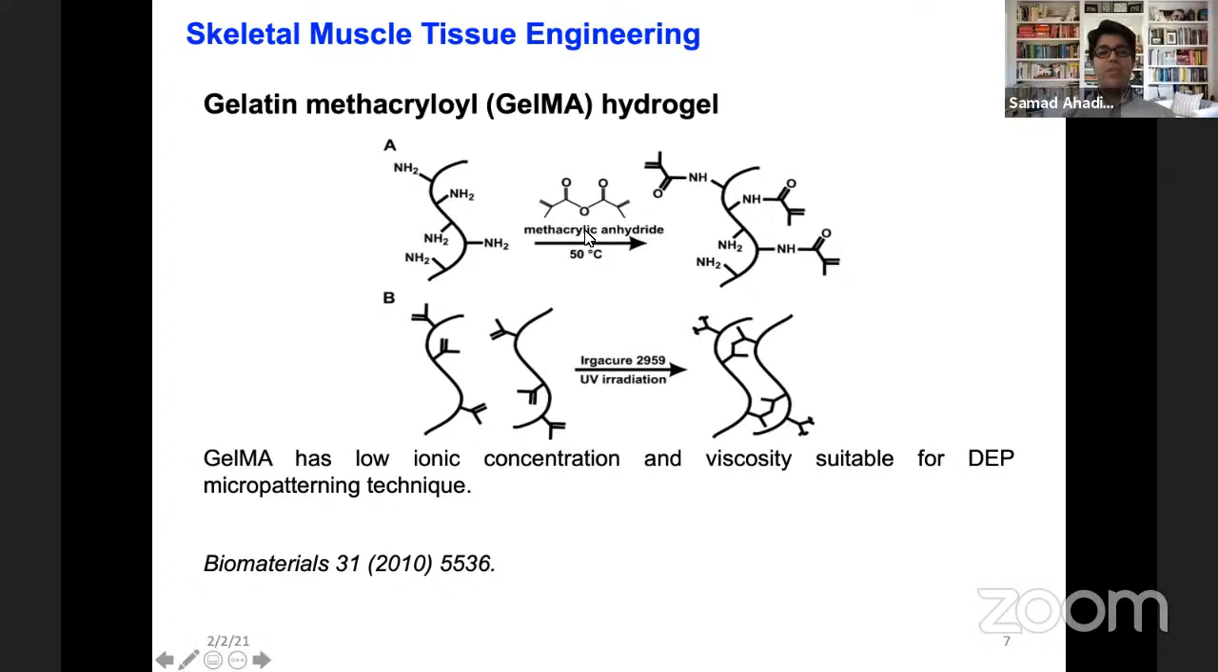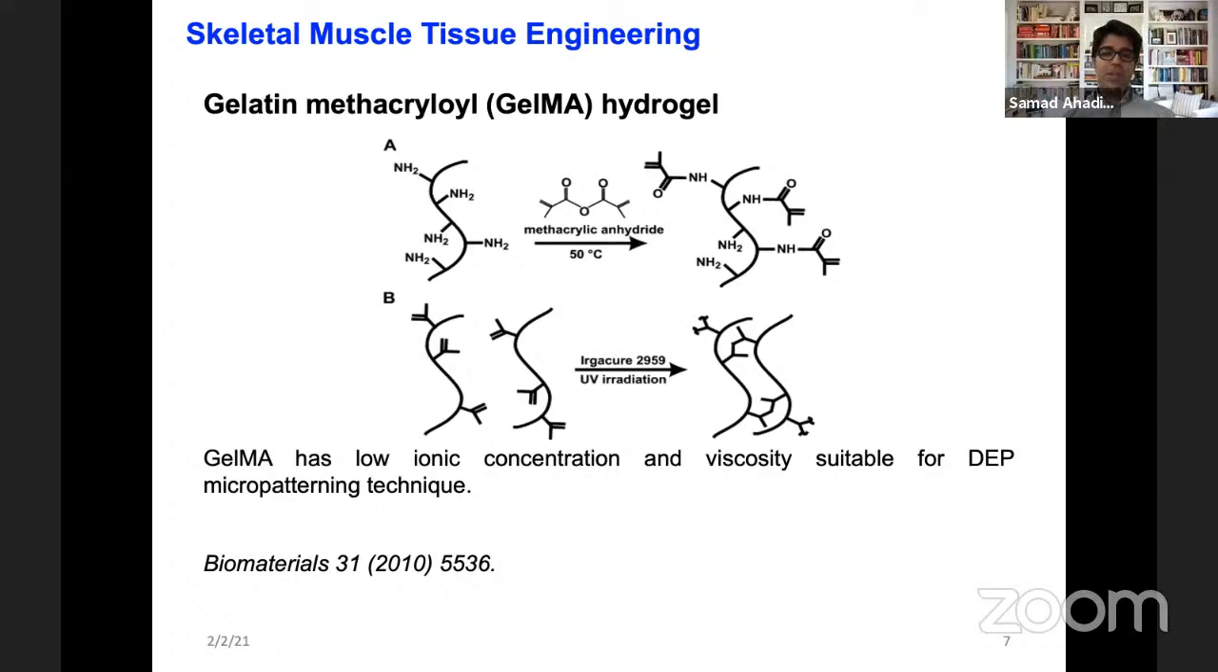By reacting natural gelatin with methacrylic anhydride at 50 degrees for 1 hour, we get a conjugation of the methacrylate to the amino groups of the natural gelatin. The good point about this GelMA pre-polymer is that it has double bonds, so it can be polymerized by applying UV light in the presence of a photoinitiator. As a photoinitiator, we use Irgacure 2959, which is non-toxic. By applying UV light, we can polymerize the GelMA hydrogel and use it for cell culture and different biomedical applications.